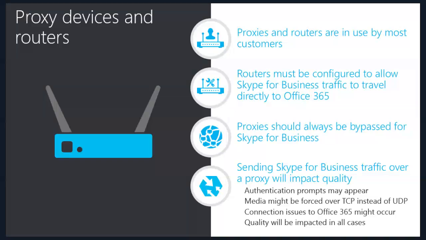A special note here for proxies, routers, and traffic optimizers. So routers must be configured to allow Skype for Business traffic to travel directly to Office 365, and proxies should be bypassed for Skype for Business. They will impact the user experience. The user might need to sign in a couple of times for the proxy, and it will impact quality.